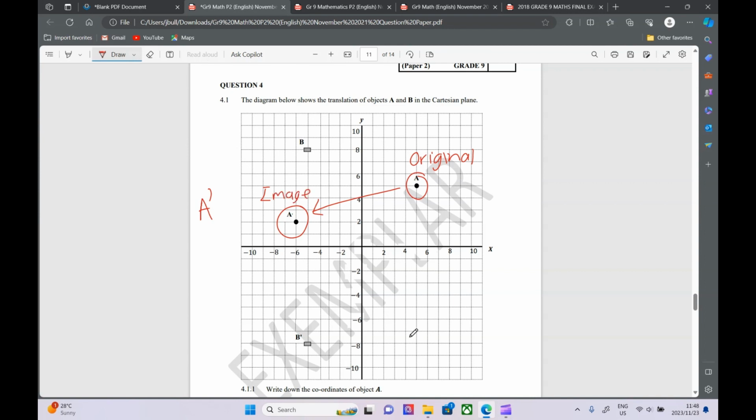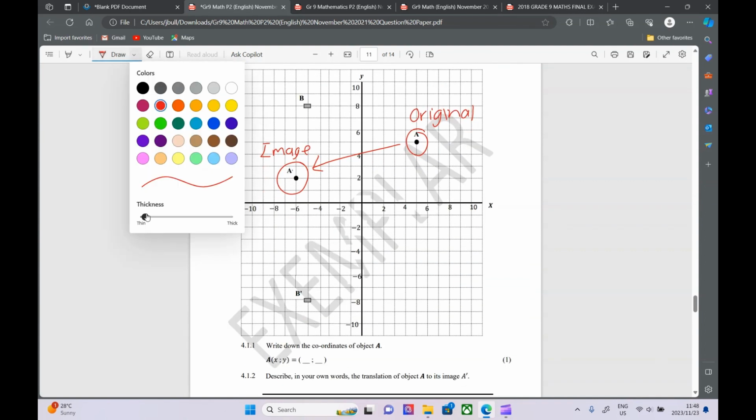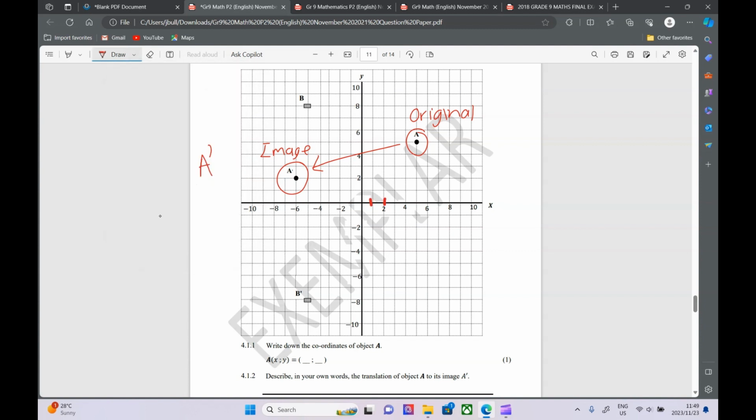Let's see what they're asking us. So write down the coordinates of object A. Okay, so they just want, what is the XY coordinates of object A? So A, we read the X first. So A is 5 on x. Okay, so let's just count 1, 2, 3, 4, 5 x. So that's what we write first. And then the Y is 1, 2, 3, 4, 5 y. Okay, so that is its coordinates, 5, 5.